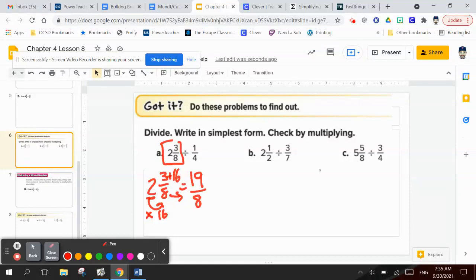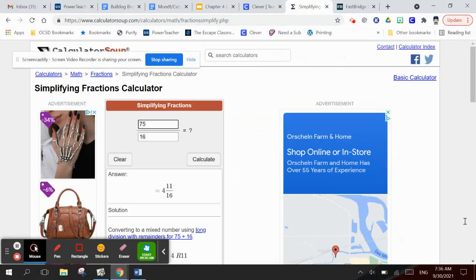Then I can use my keep, change, flip. So I keep the first fraction the same. Change the sign from divide to multiply, and flip the second fraction to 4/1. When I do that, I multiply 19 times 4. If you want to use a calculator, you're more than welcome to. This would be 80 minus 4 is 76. 8 times 1 is 8. And again, I'm going to use my simplifying calculator, 76/8.